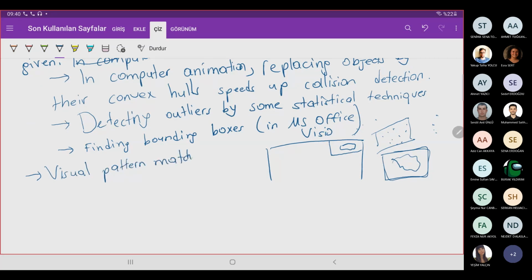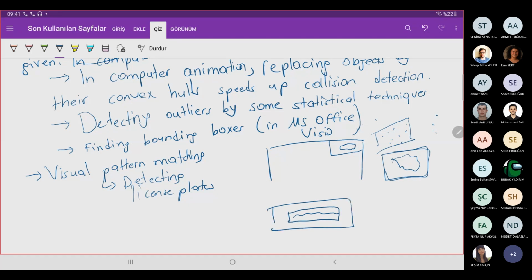So visual pattern matching in image processing also, for example, in detecting license plates. So you know that the license number is somewhere there. That's the plate, but you want to focus more on it. So you find its bounding box and then apply some image processing techniques to actually read what's there. So that's for the applications.